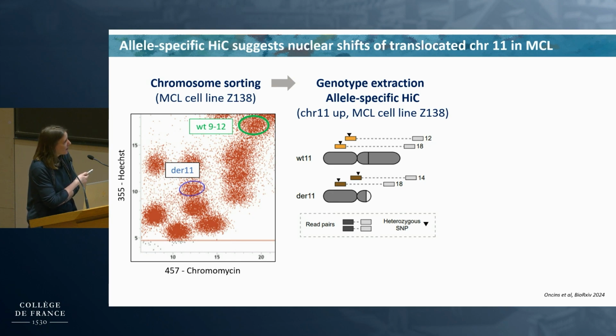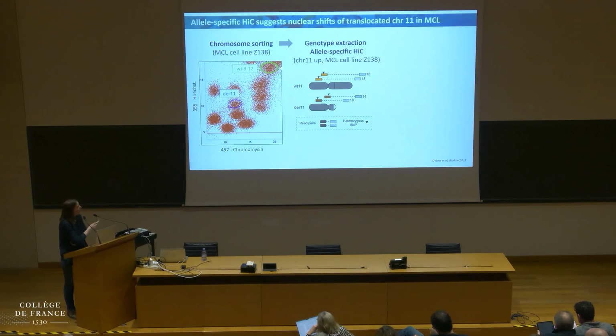And you can see here this cloud is only present in the mantle cell lymphoma cell line. It's not present in healthy cells. So this is the derivative 11, the piece that has become significantly shorter. And this cloud is the wild-type chromosomes 9 to 12 that cannot be separated individually. But basically we know that the wild-type chromosome 11 is actually here. From this chromosome sorting, we then did sequencing, and we got our allele-specific genotype. So now we have our heterozygous SNPs that distinguish the wild-type allele from the derivative allele.